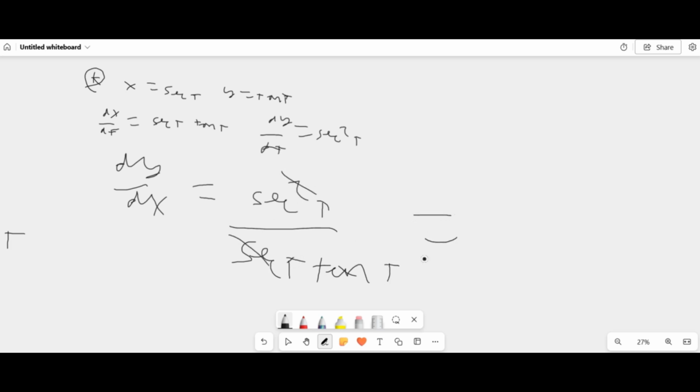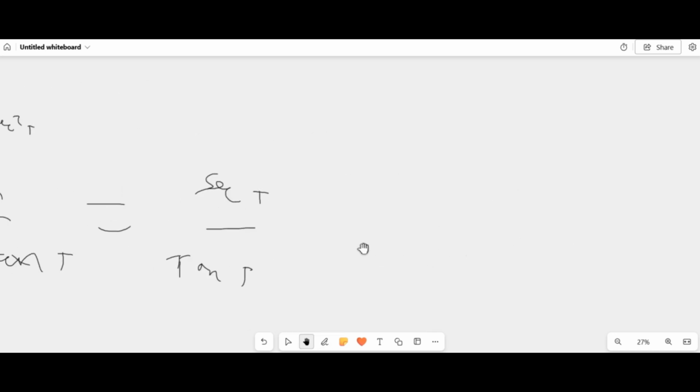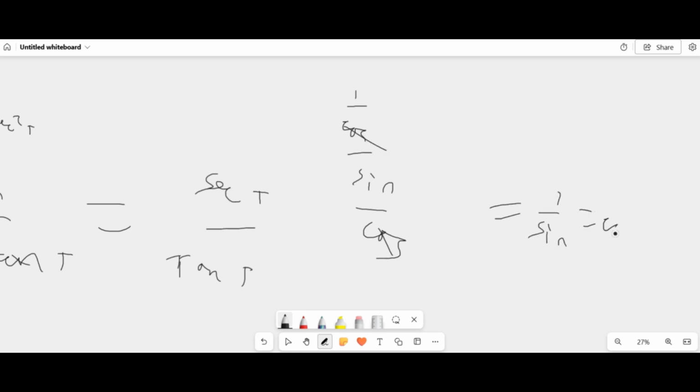Obviously that cancels with that. So we just got sec over tan. Tan is sine over cos. Sec is 1 over cos. So therefore we've got 1 over cos over sine over cos. As you can see, cos and cos are going to cancel. You just get 1 over sine, which is equal to cosec t here.